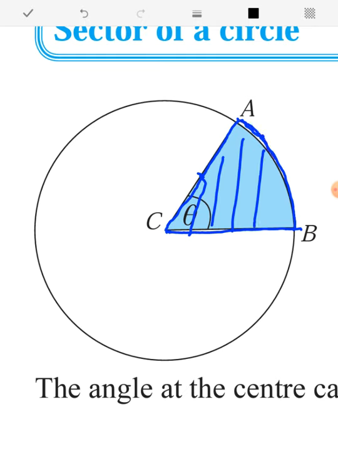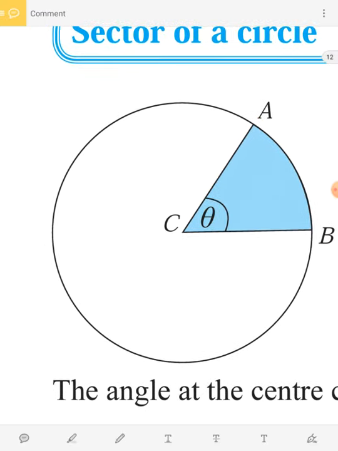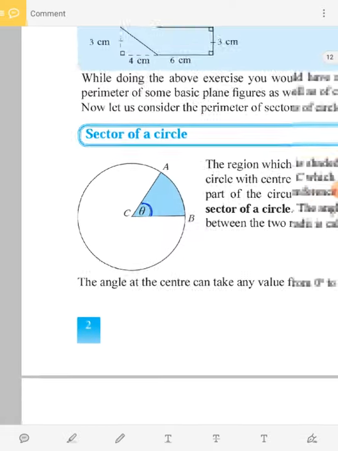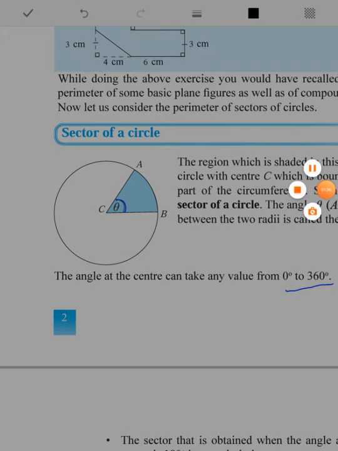One is arc AB, the other one is radius CA, and the last one is radius CB. Here, let's erase everything. Here this theta is an angle at the center. This theta can take any value starting from 0 to 360 degrees.